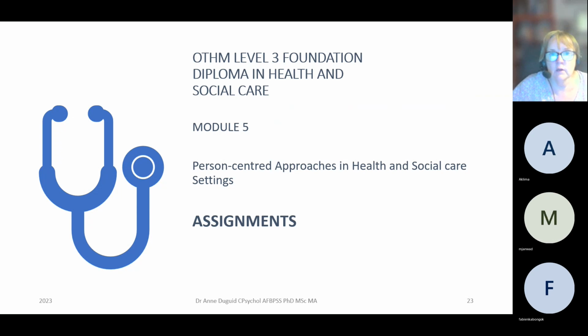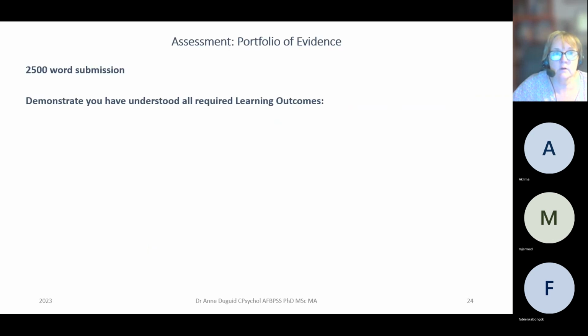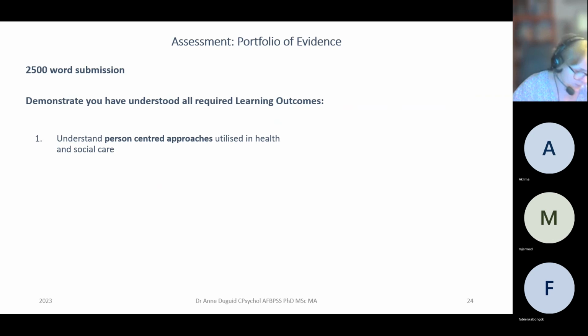Rightio. So, okay, we've got the assignments, and it's going to be another 2,500 word submission, and it's all about making sure you understand what the learning outcomes were. So these were the ones at the beginning. Understanding what person-centered approaches are, and how they are used in health and social care. So we're going to talk about what does it mean, and what are the values that underpin it.